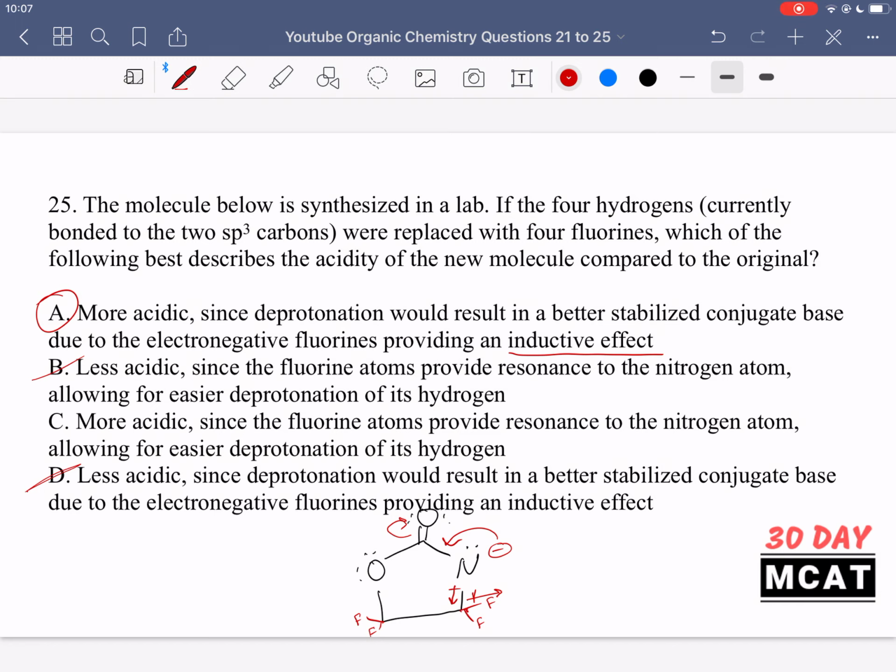And then B is incorrect because it's talking about it being less acidic, and then it also is talking about something like the fluorines providing resonance to the nitrogen atom, but that's incorrect because, as we said, it's not the fluorines that have anything to do with the resonance system. C is incorrect because it says it's more acidic, but then just like with B, it starts talking about resonance, and that is irrelevant to what the fluorines are doing. And then D is incorrect because it's saying it's less acidic instead of more acidic. So the correct answer here is A.